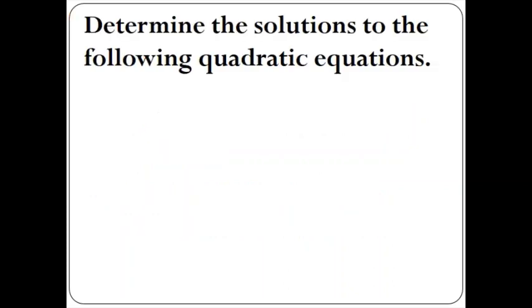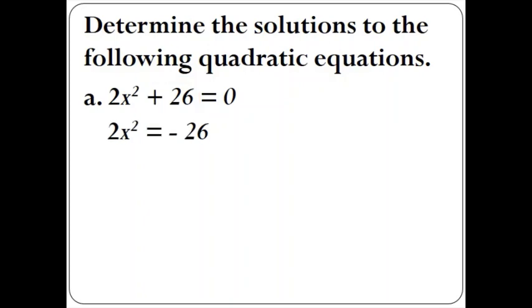So consider the following examples. Determine the solutions to the following quadratic equation. So first, we have 2x squared plus 26 is equal to 0. So first that we're going to do is transpose positive 26 to the right side. So magiging negative 26. So ngayon, before tayo mag-extract the square root, divide both sides by 2. So, x squared is equal to negative 13.